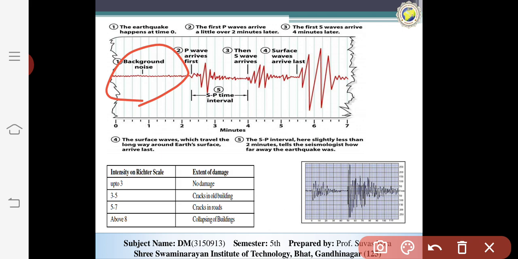So what is the definition of background noise? This is the type of trace that the seismograph will produce when there is no action. It means the background noise has no sections where an earthquake arises. Now the second section is the P waves. It means the primary waves arise first. The primary waves travel twice as fast as the S waves. S waves means the secondary waves.